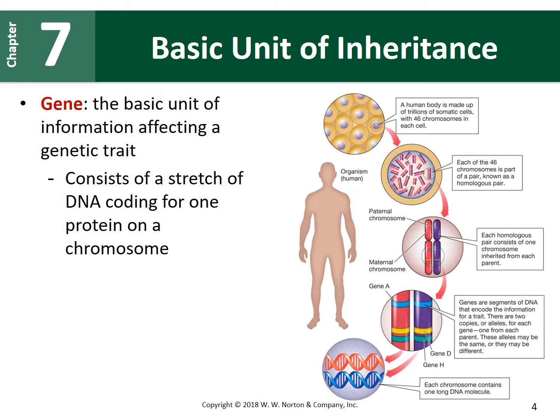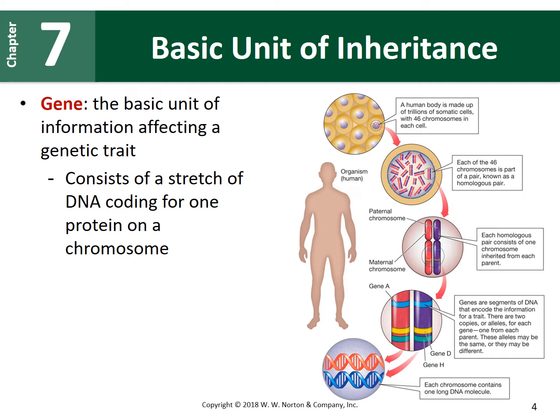So all of these different traits, whether they're invariant or variant, or physical, biochemical, or behavioral, are encoded for by a basic unit called a gene. So a gene is a basic unit of information that affects that genetic trait. And these genes consist of a stretch of DNA in our cells that code for a protein, and these are found in the chromosomes.